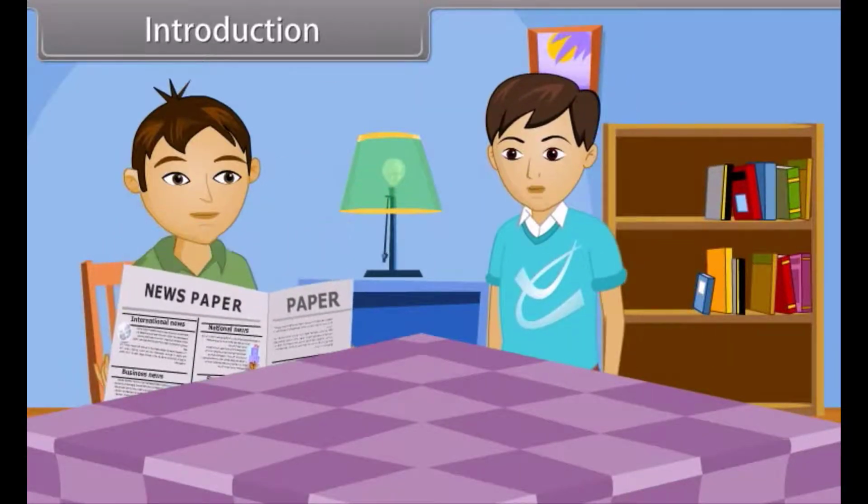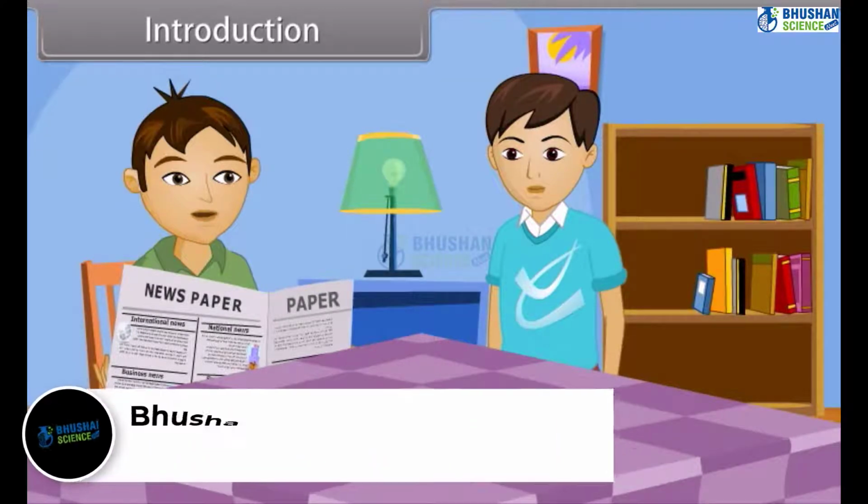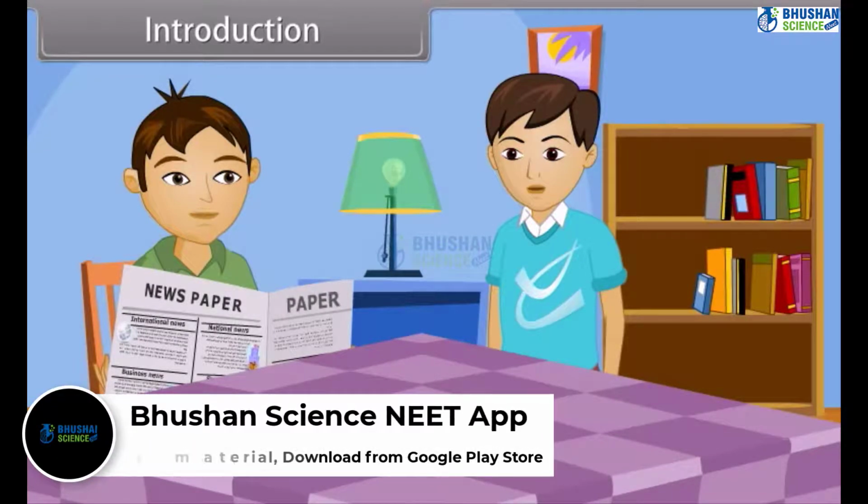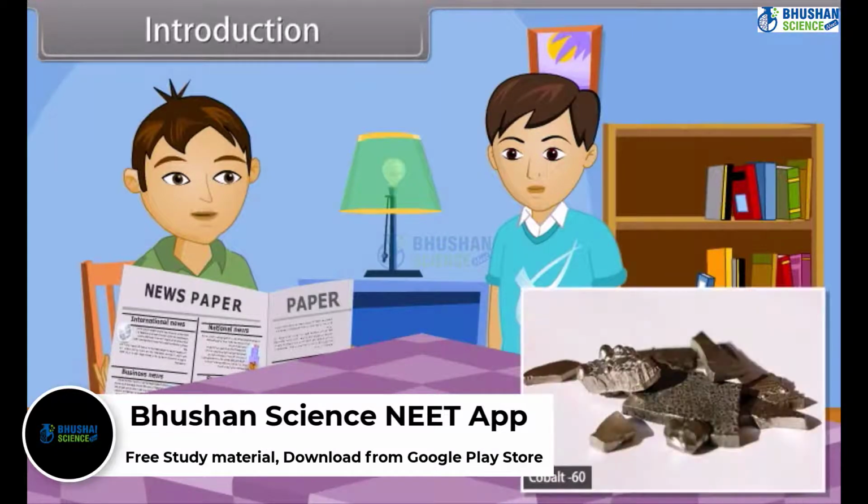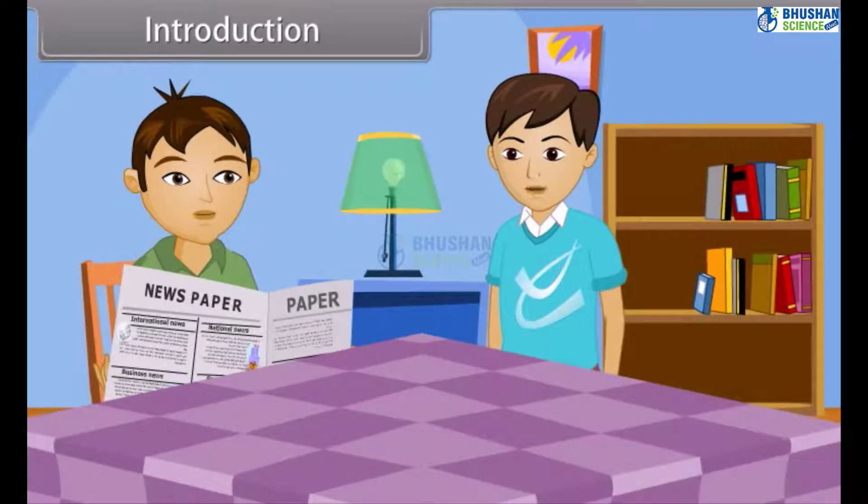Hi Rohit, what are you doing? Did you read the news of Cobalt-60? No, what happened? The radioactive material Cobalt-60 was found in Mayapuri, Delhi West. I don't know. And what is radioactive material? It is a kind of material which emits radiation which is harmful for life.